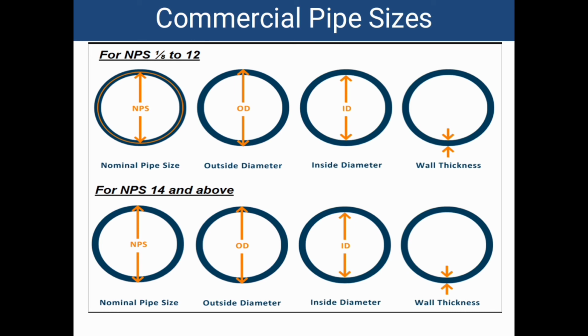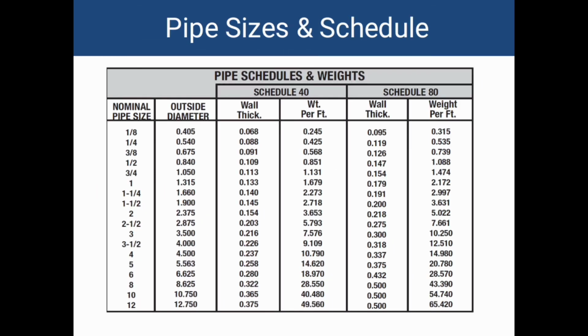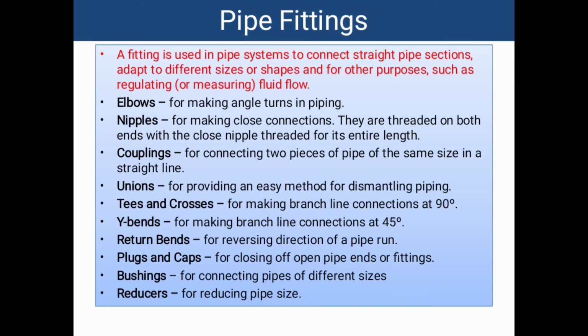But schedule mentions the thickness of the pipe. The thickness of the pipe is called schedule, and ID is the inner diameter. Inside diameter is called ID. So these are the normally used commercial pipe sizes. This table shows the various pipe sizes, weights and schedules for choosing a correct pipe.